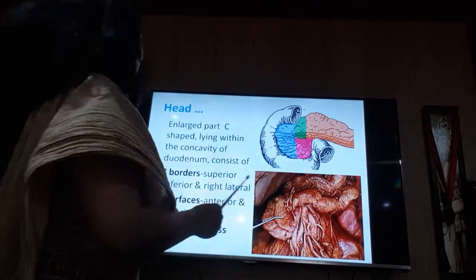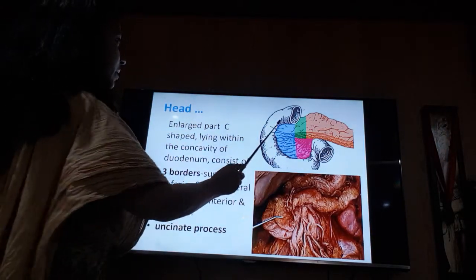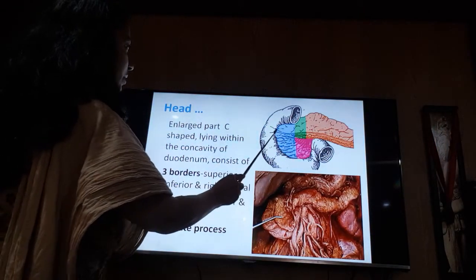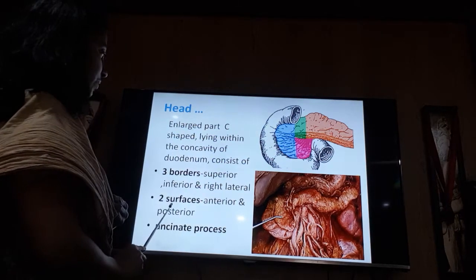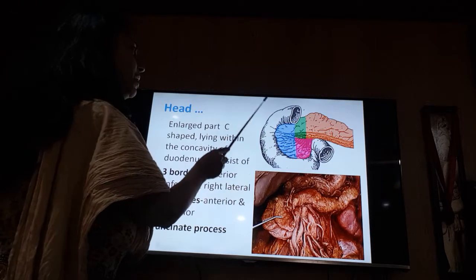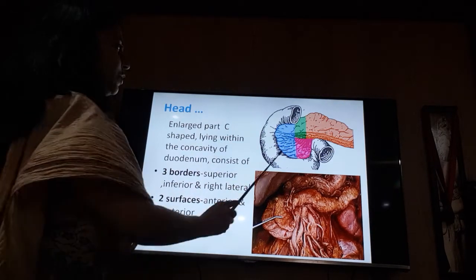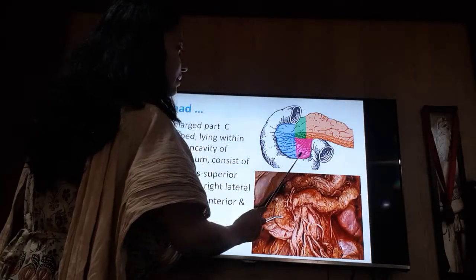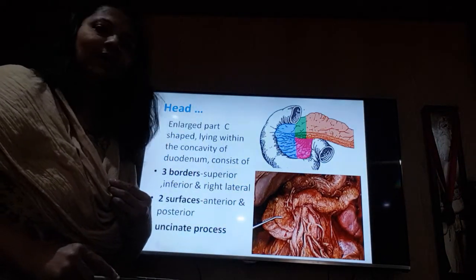So it has three borders: superior, inferior, right border. Clear? Two surfaces. This is the anterior surface and the posterior which is behind it. And the uncinate process. Clear? These are the parts of the head.